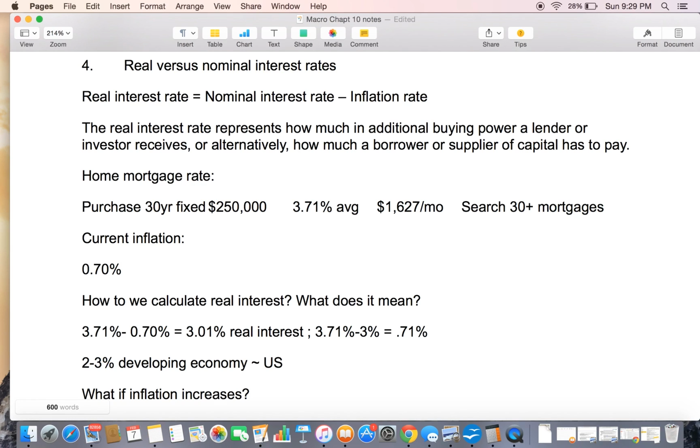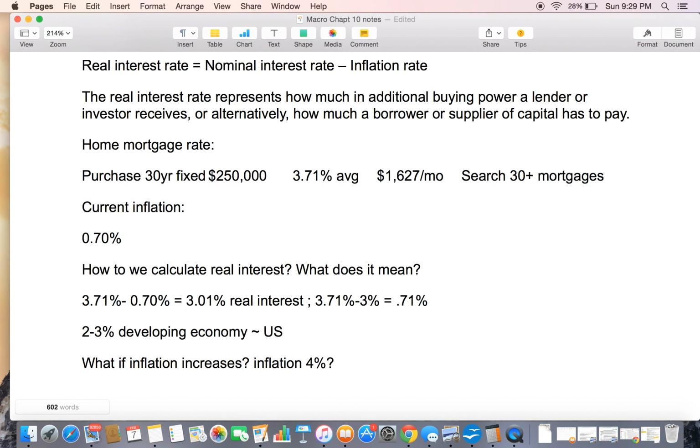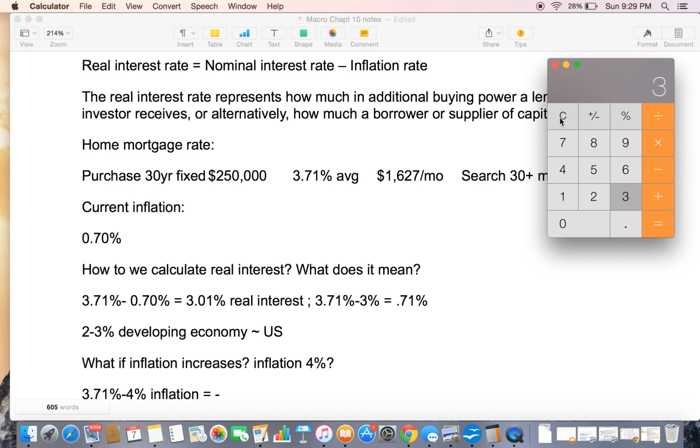But if inflation increases, say inflation were to go to 4%, say the economy is doing really well, and this is possible that inflation could go to 4%, then what would happen is the real interest rate would actually turn negative. So that would be 4% inflation, and that would give us a negative number. Okay, 0.29%.